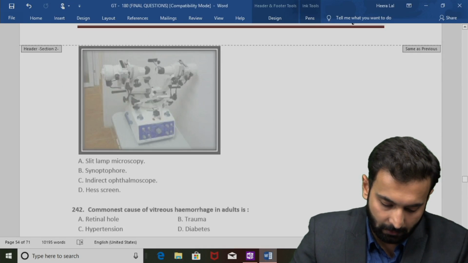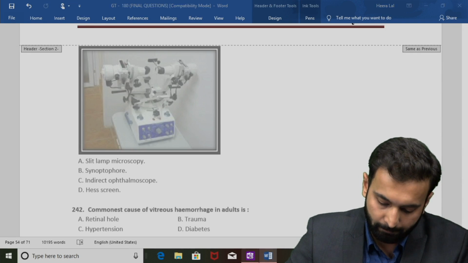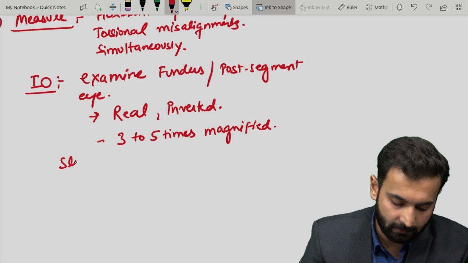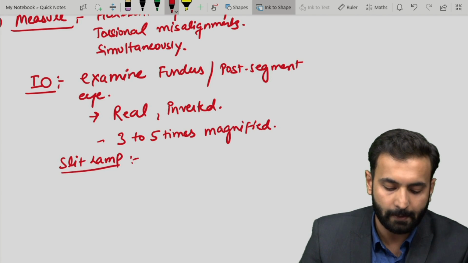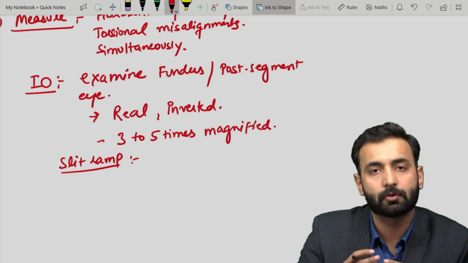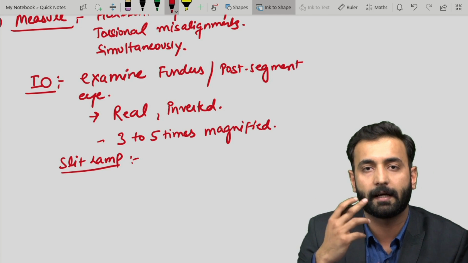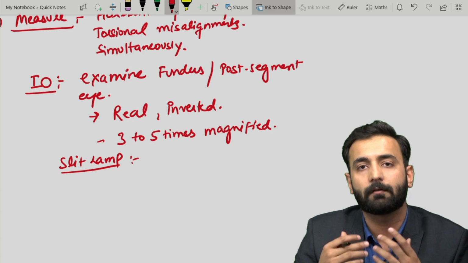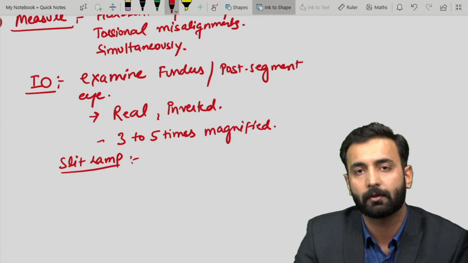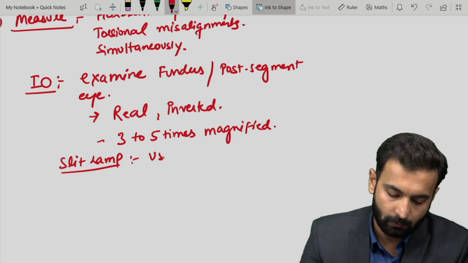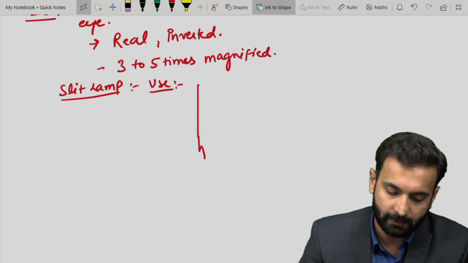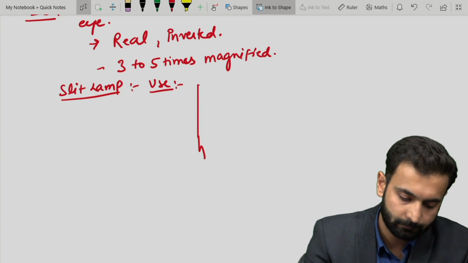Other instrument they have given apart from indirect ophthalmoscopy is slit lamp biomicroscopy. What is slit lamp biomicroscopy? Slit lamp biomicroscopy gives you a stereoscopic view of external adnexa of the eye. And what are the uses of slit lamp biomicroscopy? It is used for anterior segment evaluation.